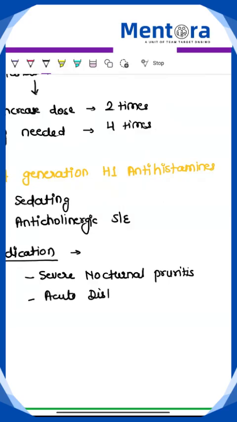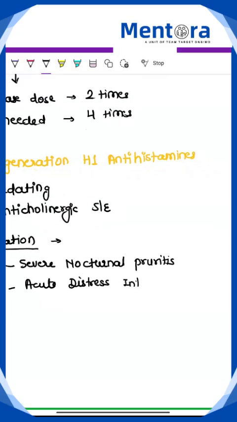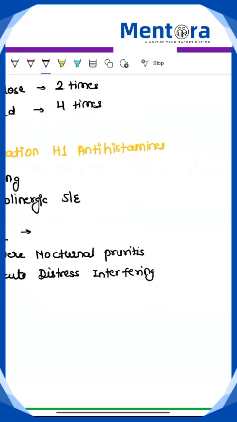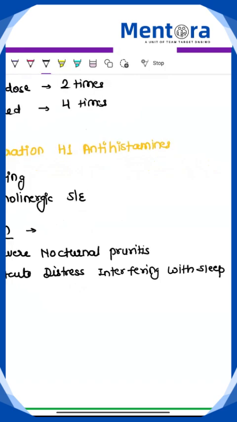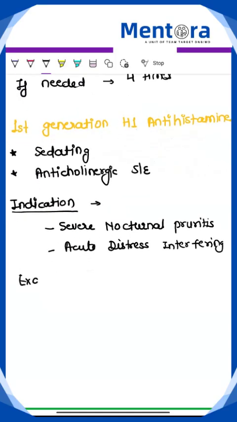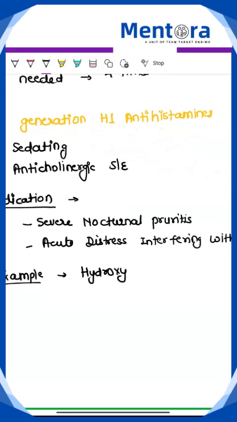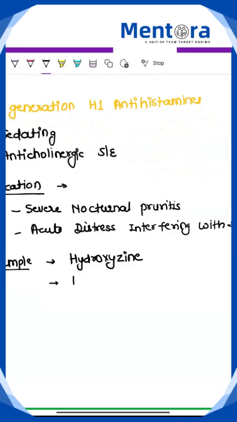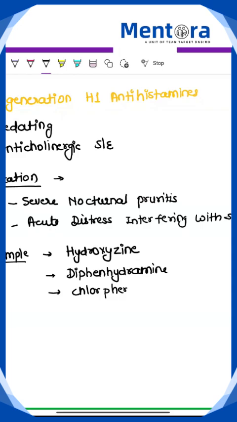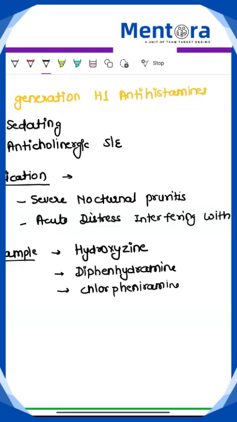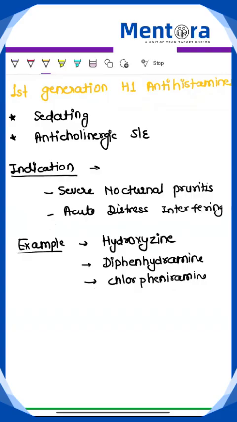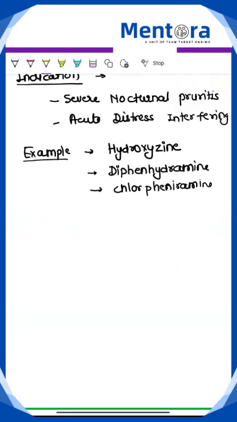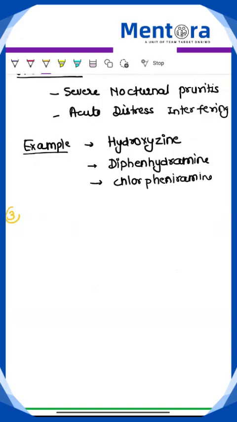Acute distress interfering with sleep. Example: hydroxyzine, diphenhydramine, and chlorpheniramine. Third is adjunctive therapy.